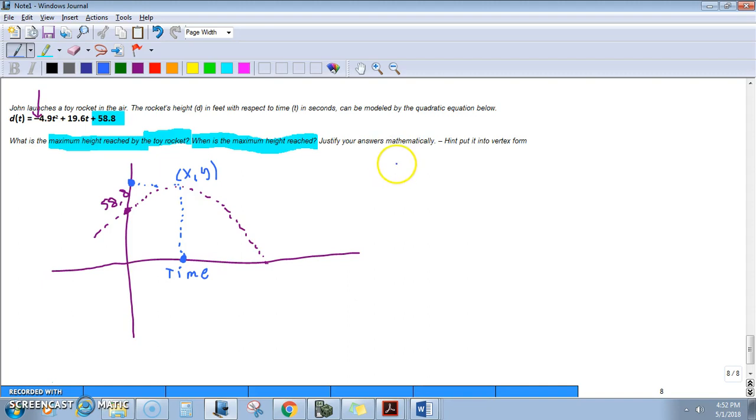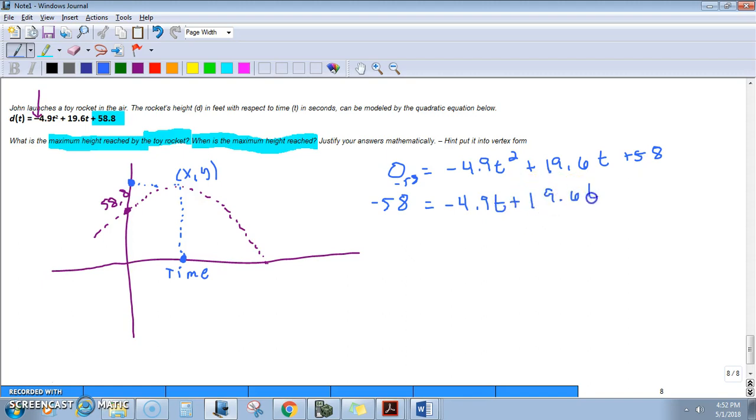So instead of d of t, I'm going to rewrite it as 0 equals negative 4.9 t squared plus 19.6 t plus 58.8. And I'm going to subtract 58.8 from both sides. So that is 0 minus 58.8 is negative 58.8. So I'm just going to use that as my point here. And then on this side, I have negative 4.9 t squared plus 19.6 t.